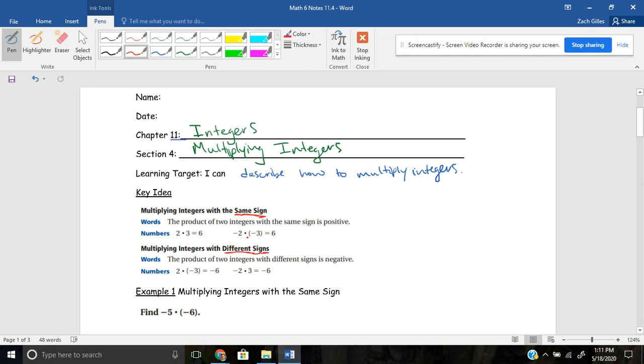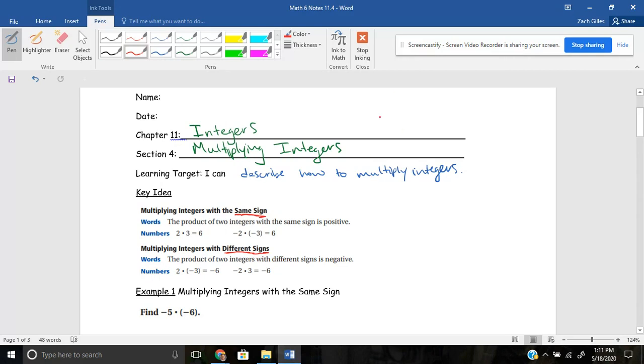Notice in this case, we have a negative times a negative. Negative 2 times negative 3. Well, those two integers have the same sign, they're both negative. So your answer would be positive because the numbers that you're multiplying have the same sign. Now it's different when one is positive and one is negative. Now your answer is negative. In this case, we have a negative times a positive. That's going to give you a negative answer.